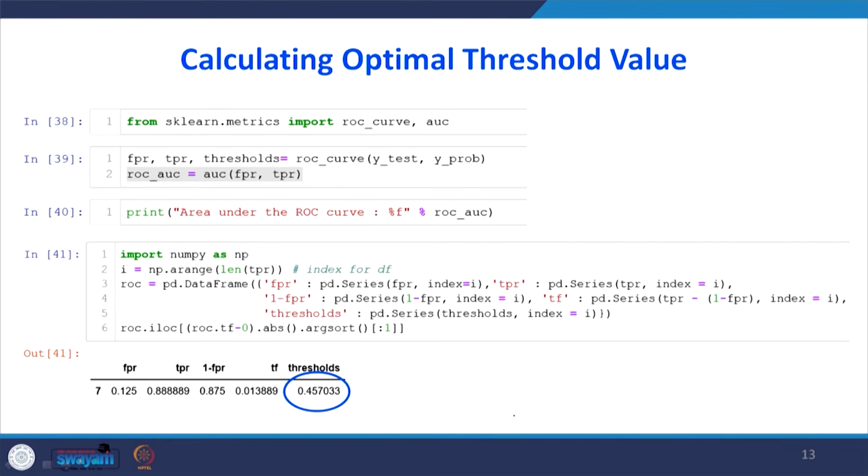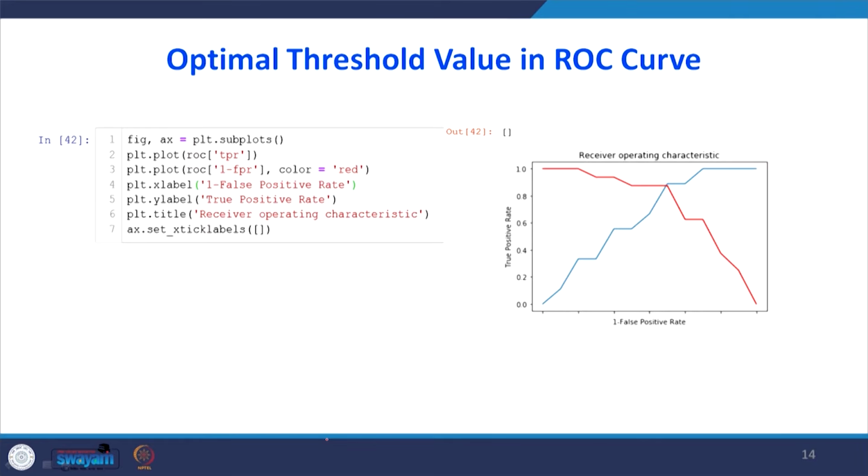We have seen 0.3, 0.5 or 0.7, and the appropriate threshold value can be obtained by looking at this table. For example, here the output of this program says that the threshold value of 0.457 is most appropriate for us. Now, the optimal threshold value in the ROC curve: on the x axis we have taken 1 minus false positive rate, on the y axis we have taken true positive rate. The intersection point where the true positive rate and true negative rate intersect is considered the optimal threshold value.